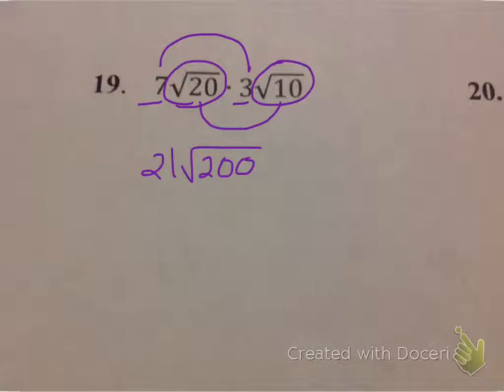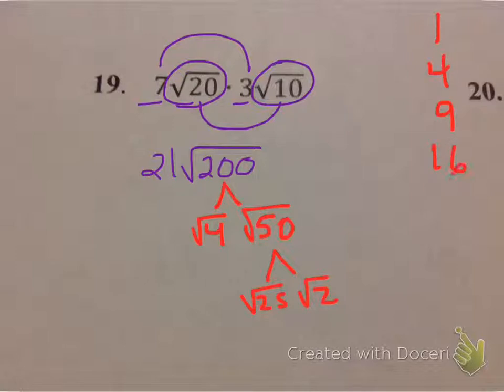But that's not the end of the problem. You have to break down the 200 if it'll break down. So again, I'm going to start with 4. So the square root of 4 times the square root of 50. That breaks down into the square root of 25 times the square root of 2. I'm not going to break down the square root of 25 because remember my list of perfect squares? I'll list them again for you. 25 is a perfect square. When I get to a perfect square, I'm going to stop.